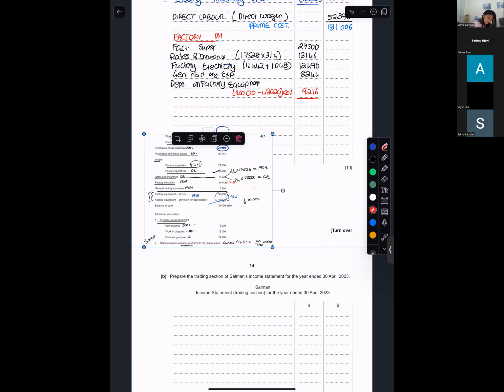So your total factory overheads is coming up to 70,596. When you're deducting it, you get 201,602. This is which costs? Manufacturing costs.